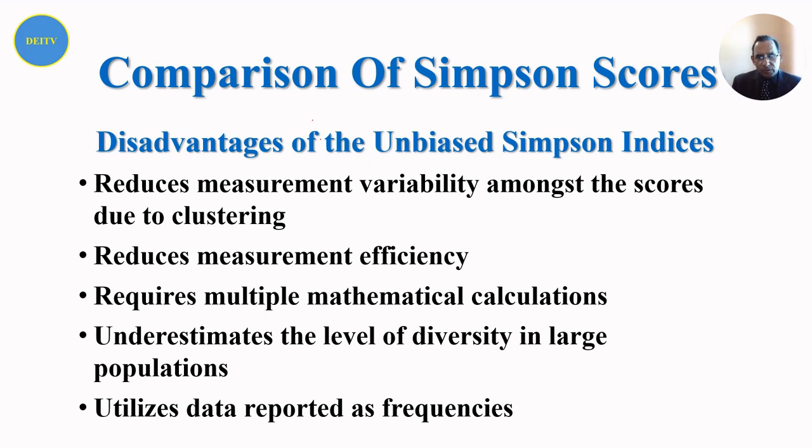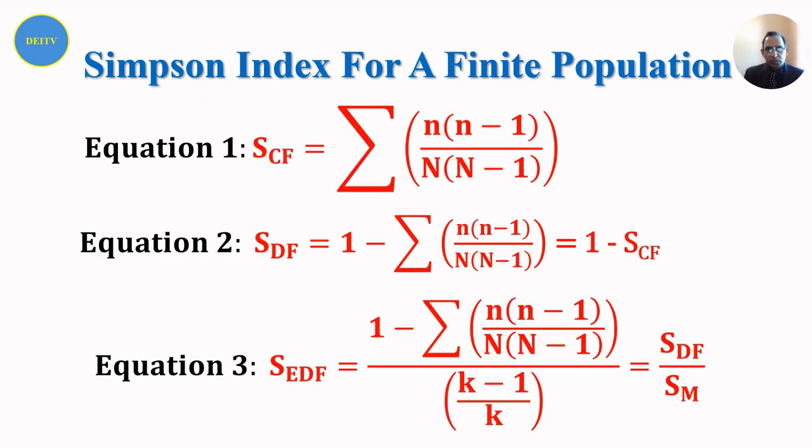The other drawback to using the unbiased Simpson formulas is that it has the potential to underestimate the value of diversity in mid-sized or large organizations. The last drawback to the unbiased Simpson indices is that it requires that the data be reported as frequencies.